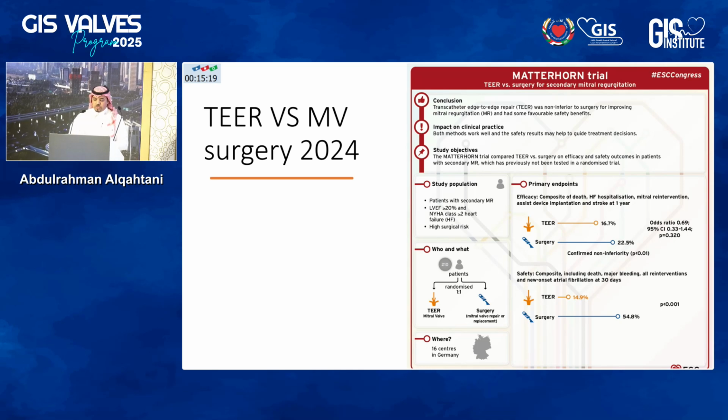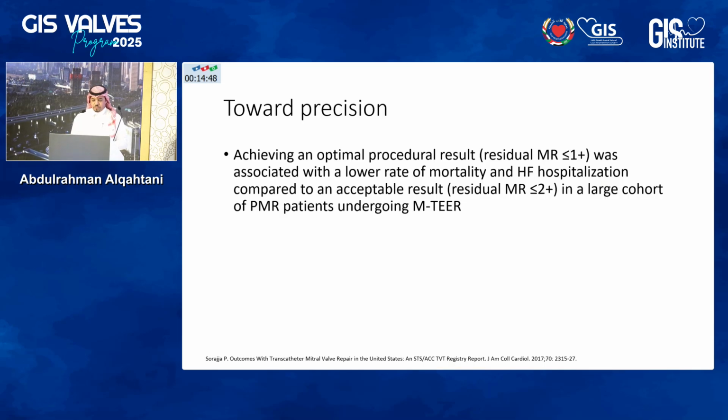What it shows is that TEER was non-inferior to surgery in this situation, and when it comes to safety, which is a composite of death, major bleeding, and reintervention, M-TEER did outperform surgery. So those are the two major advances over the last 2 years in terms of landmark trials. This was the first one showing head-to-head randomization in this setting. Again, the population in those patients was high surgical risk, but they were not inoperable.